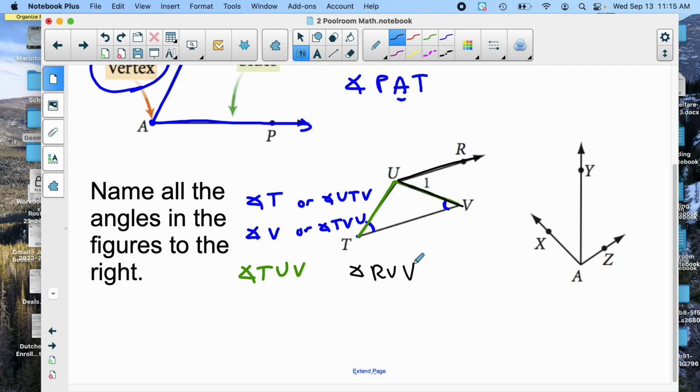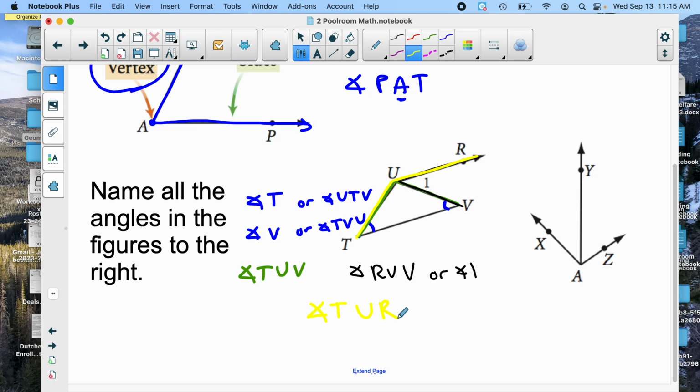Or, do you see that that looks like a number 1 in the middle? You can always number an angle as well. Sometimes that's helpful. Oh, and did you see one more angle here? I'm going to do that in bright yellow. Look at this angle. It's those two combined together. Angle TUR. So a lot of different ways to name those angles.